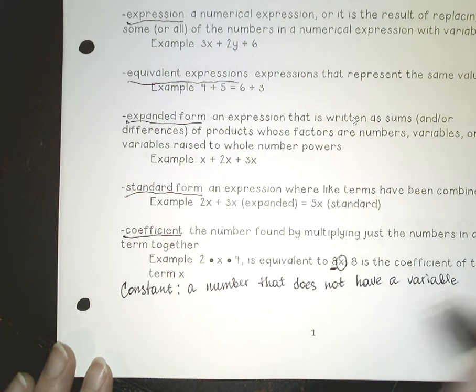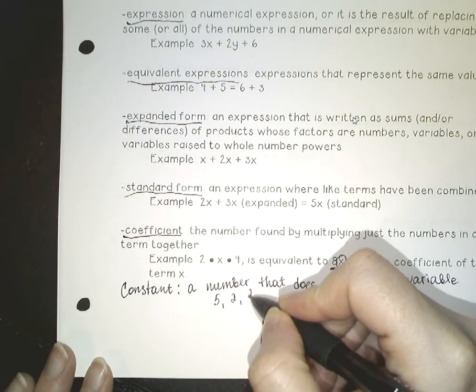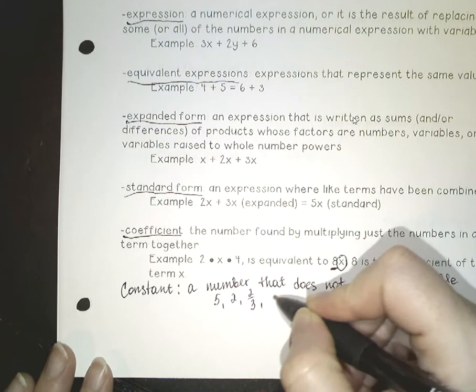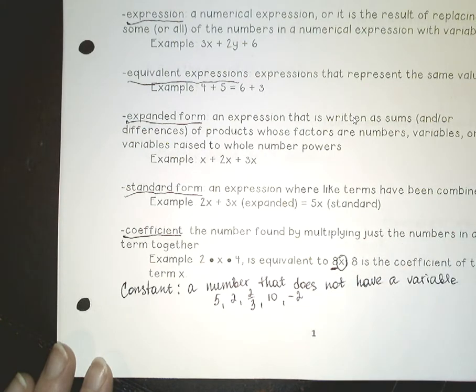For example, 5, 2, 2/3, 10, -2. Okay, so these are all constants because they're not multiplied by a variable, just numbers.